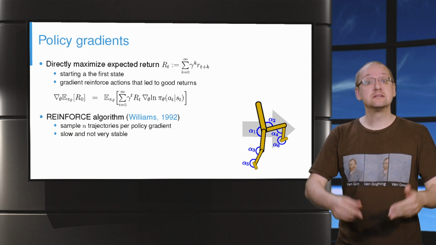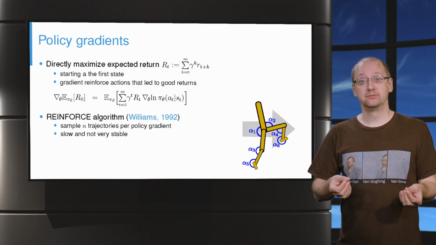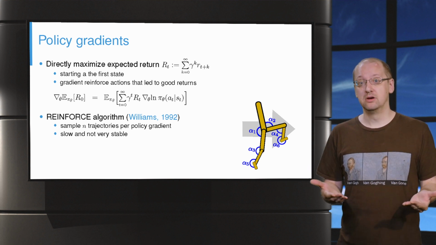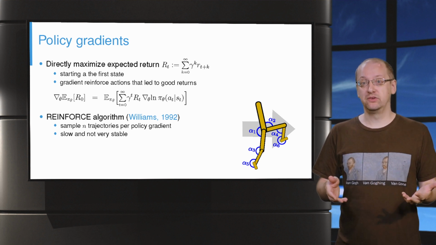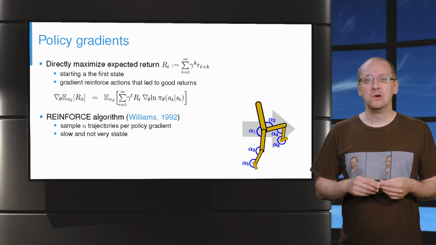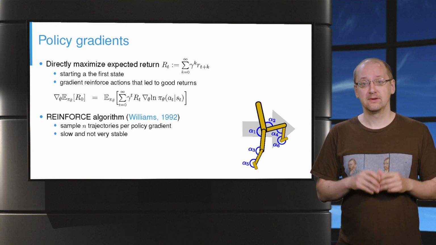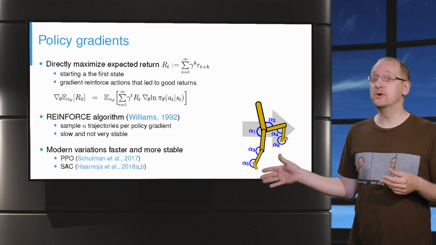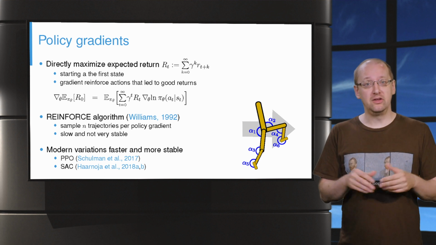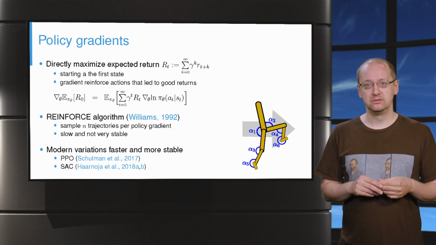The policy gradient therefore reinforces actions that lead to good returns, which gives the algorithm its name. REINFORCE needs to sample a number of trajectories for every gradient update step, which makes it slow and in practice also not always very stable. However, modern variations of this algorithm, like PPO and SAC, are much faster and learn surprisingly efficient controllers for simulated robots.